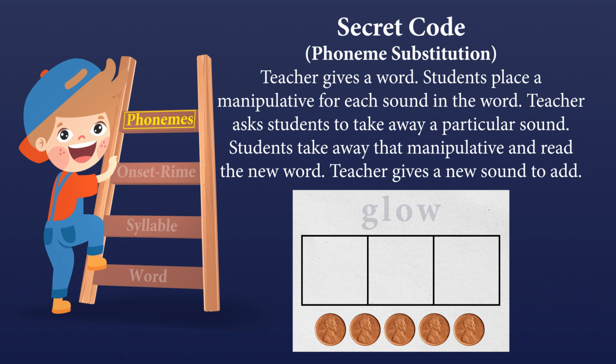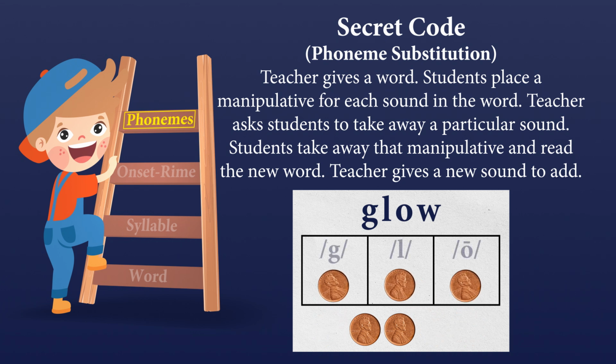Let's place a penny for each sound in the word glow. The students place 3 manipulatives sounding out g, l, o. Now say glow, but instead of g, say s. Students take away the manipulative that represented the initial sound and add a different manipulative, slow.